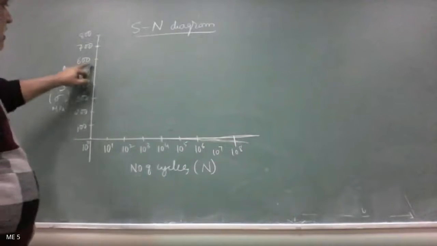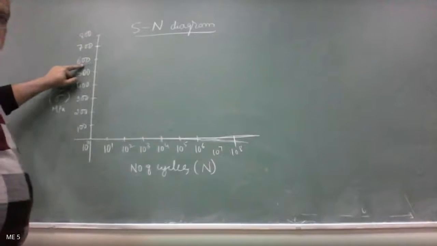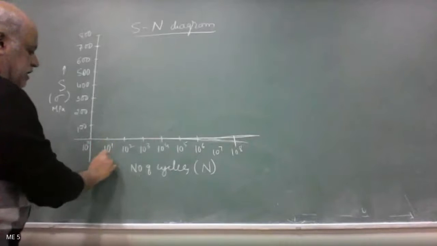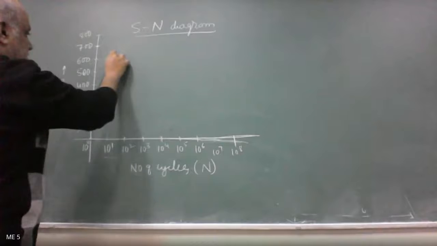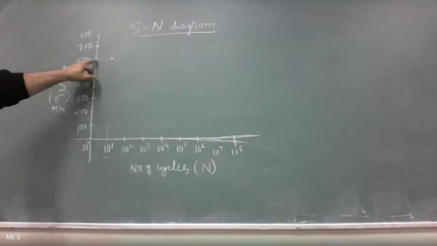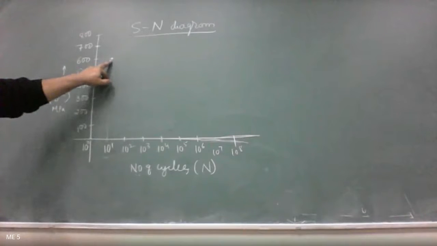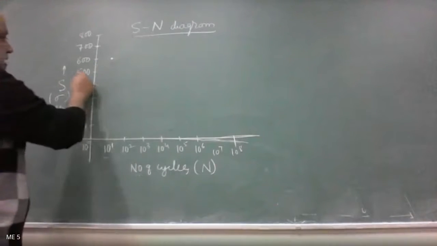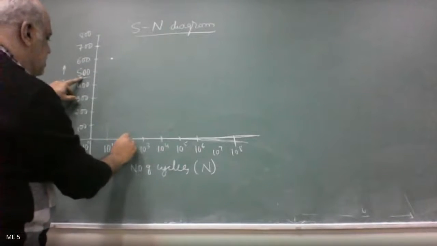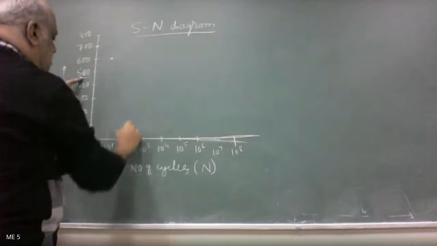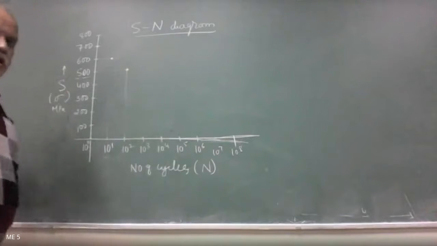Now I take another specimen and subject it to a stress of 600 megapascal. Maybe that will come for 10 cycles. 10 to the power 1 is nothing but 10. So I get a point here where the specimen subjected to 600 megapascals of stress can sustain 10 cycles. Correct? Then I take another specimen, subject it to 500 megapascals of stress. Maybe it can withstand up to around 10 power 2 cycles, so I may get another point there.